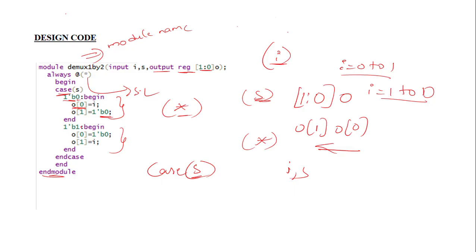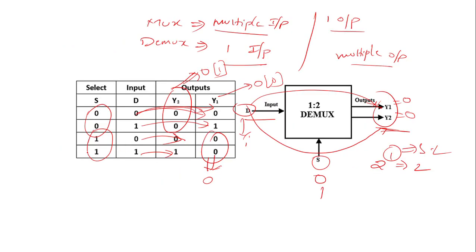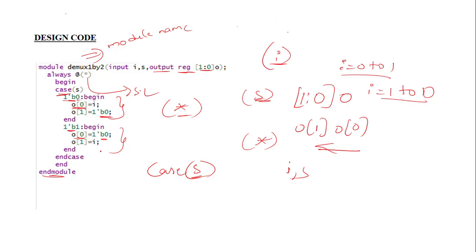See, if the select line is equal to 1, so O of 0 is going to 0. So here you can see the select line is equal to 1, O of 0 will be 0. Then the remaining O of 1 is going to be equal to the input. So here you can see the same thing can be written in the code.